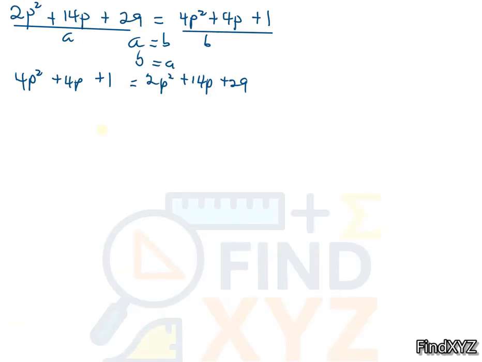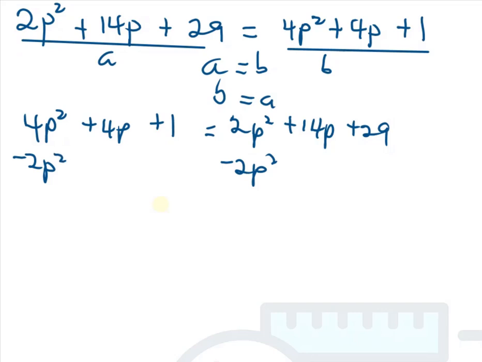Then what can I do? This is what I want to do. I can subtract 2P squared from both sides, then I can also subtract 14P from both sides, then I can also subtract 29 from both sides.